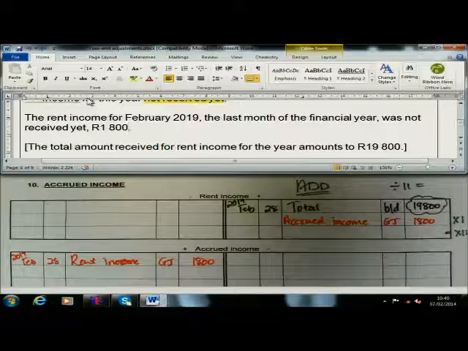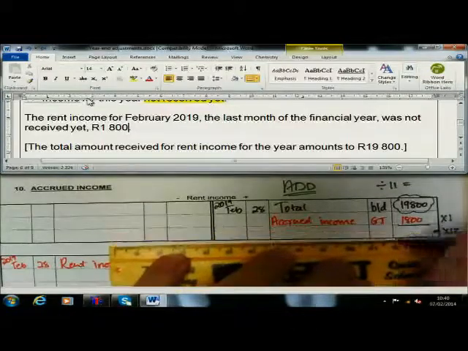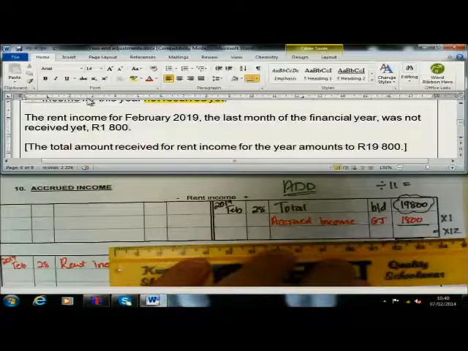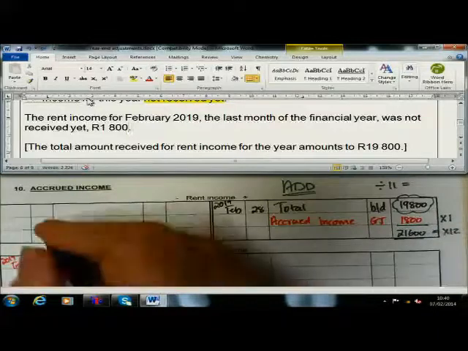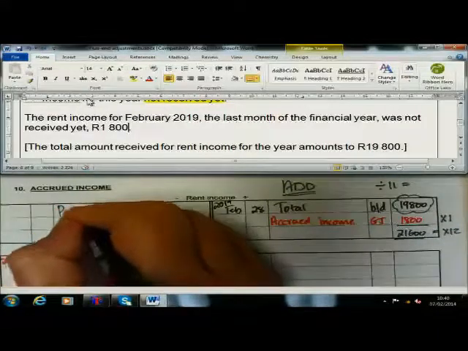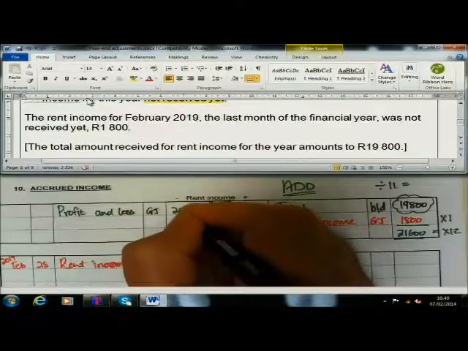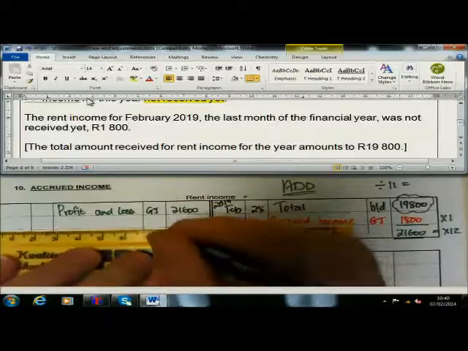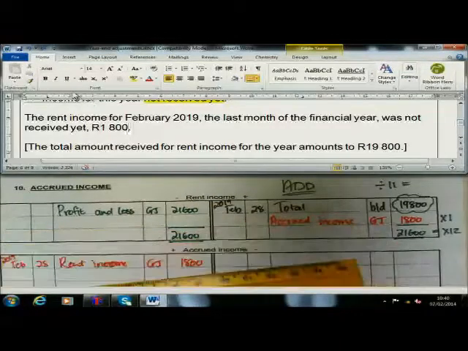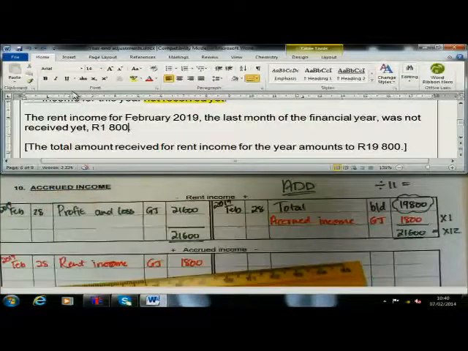Let's go to the rent income. What is the amount that we are going to take to the profit and loss account? Of course, the 12 months: 21,600. 21,600 we are going to take to the profit and loss account. That is a closing transfer, 2019, February 28.